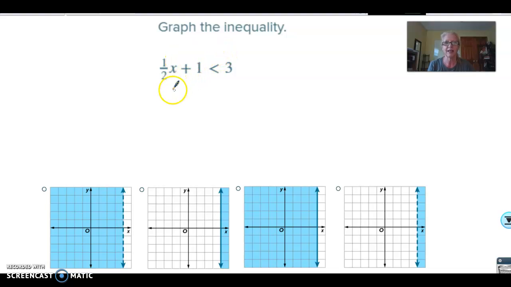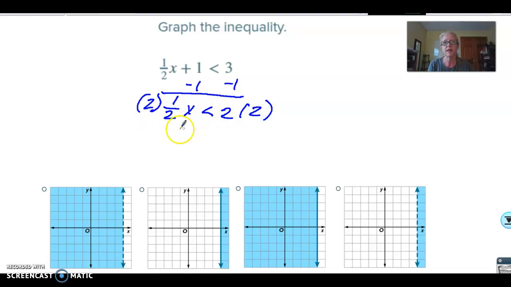Here's another one. This one's got x, okay? We would again solve for x by subtracting 1 from both sides. That gives me 1/2 x is less than 2. And then we would multiply both sides by 2, and we would get x is less than 4.